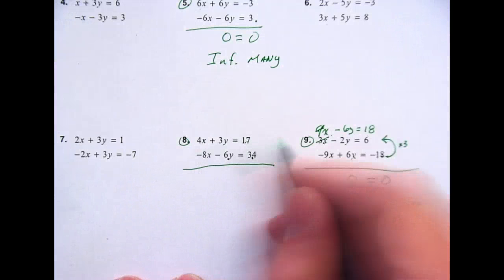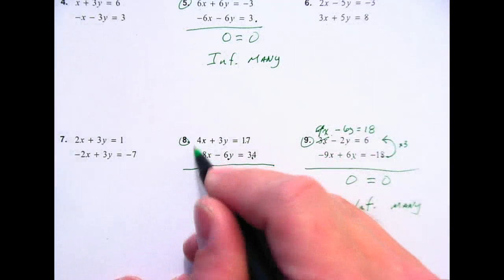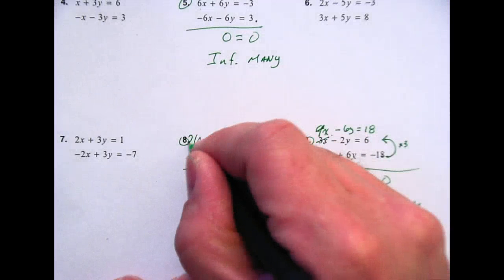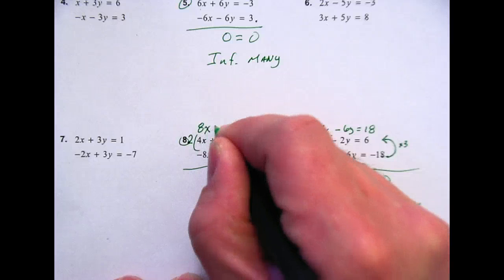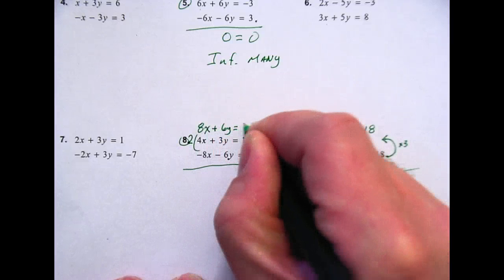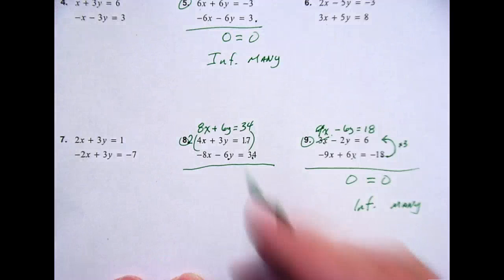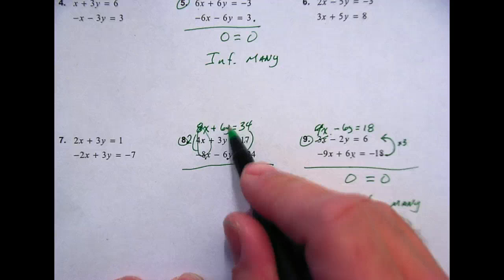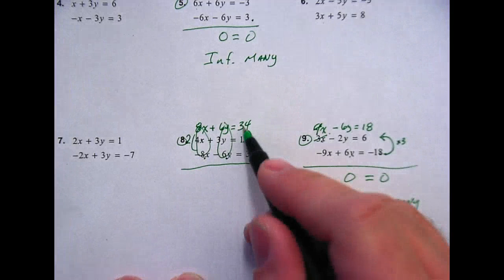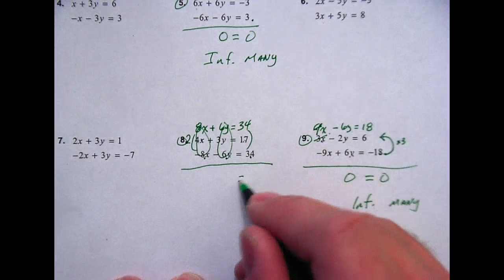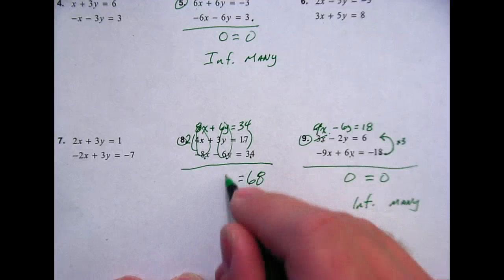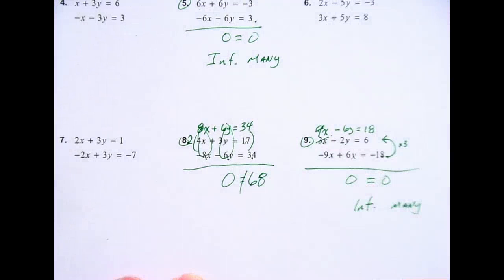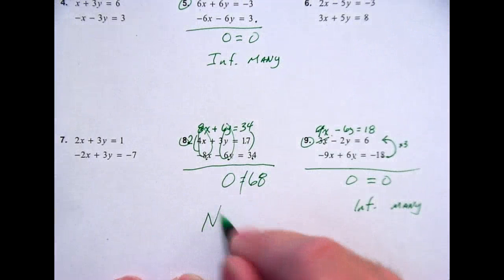So if I were to multiply this out, if I were to say, well, I'm just going to double the top equation, you could do that. You could multiply it by 2. That gives you 8x. That gives you 6y. It gives you 34, except for this piece cancels that. That becomes 0. That cancels that. That becomes 0. This becomes what? 68. Now you have 0 equals 68. Is that true? No, that's never true. What's this one? This one's a no solution.